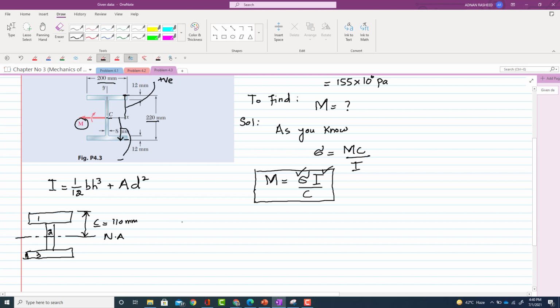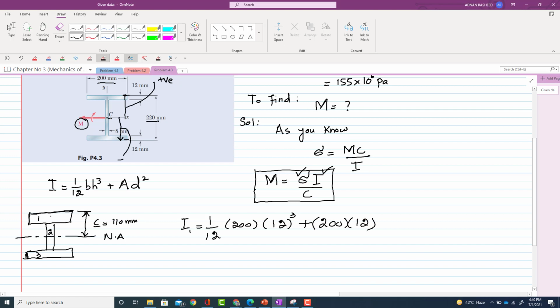So let's start with the first one. I1 will be equal to, what is the value of B? This is B, 200 millimeter. So that is 1 over 12 into 200 into the height, which is the thickness of this, which is 12, to the power 3, plus area. Now the area of this is thickness into its width, which is again 200 into 12. Now what is D?